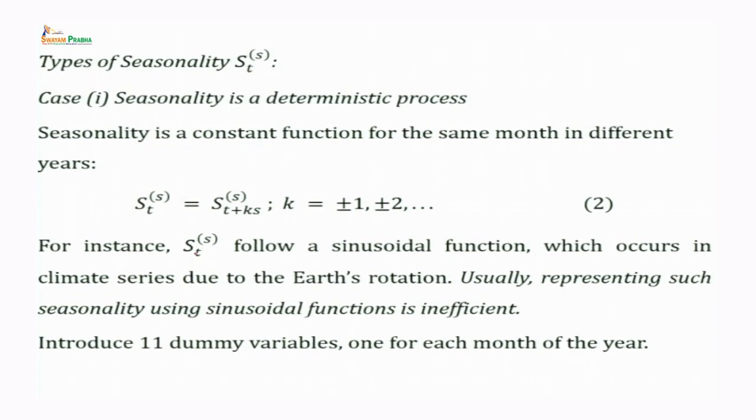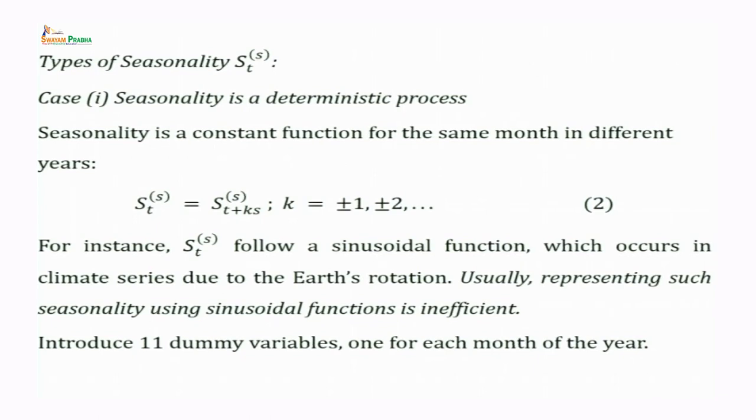For example, suppose STS follows a sinusoidal function, say a sine or cosine function. Such sinusoidal functions occur in climate series because of Earth's rotation. In that case, you observe this kind of phenomenon: after a certain period, the series repeats itself. Of course, usually representing such seasonality using sinusoidal functions is inefficient, so normally we do not use sinusoidal functions to represent the seasonality.